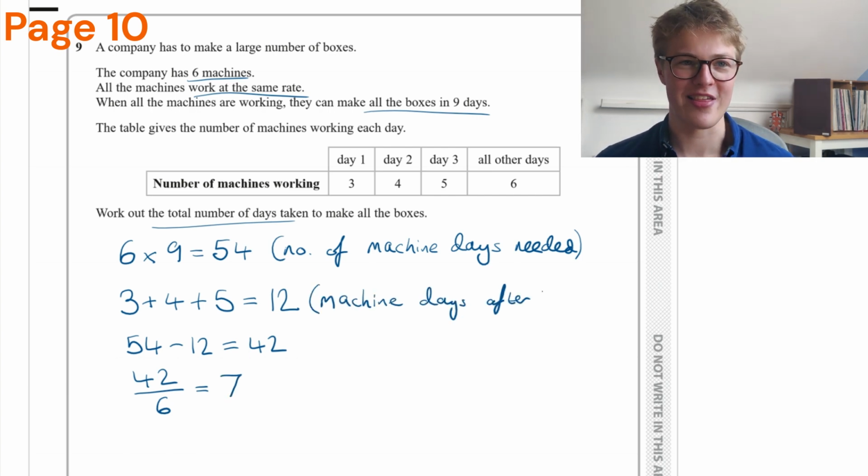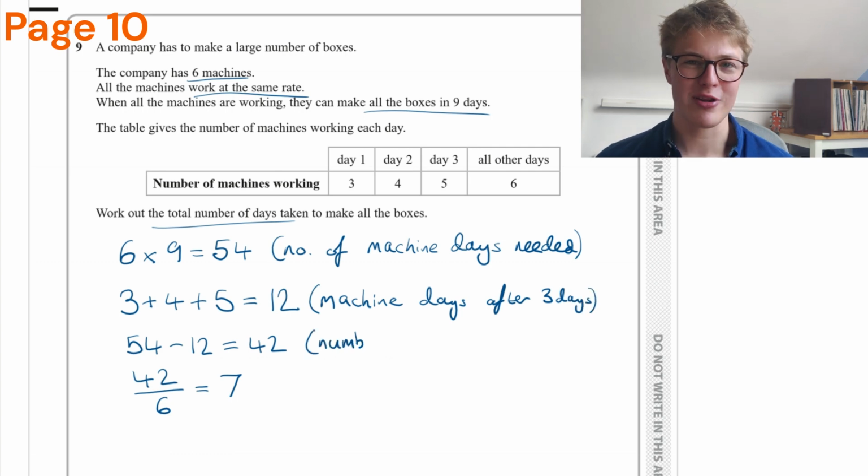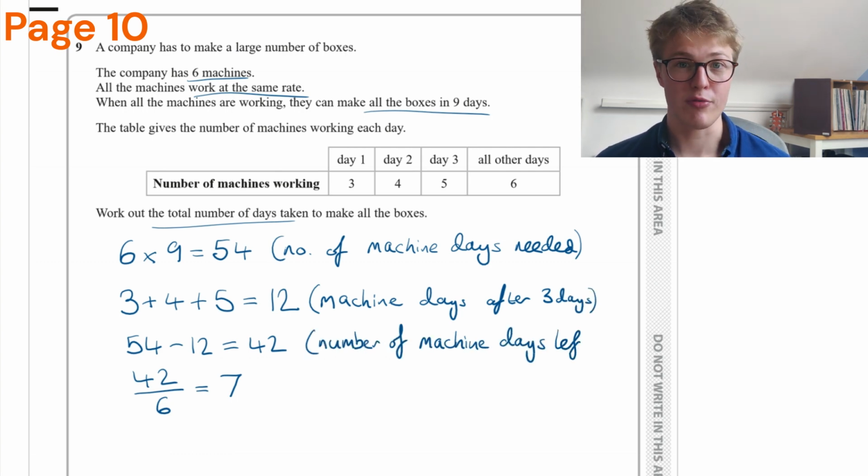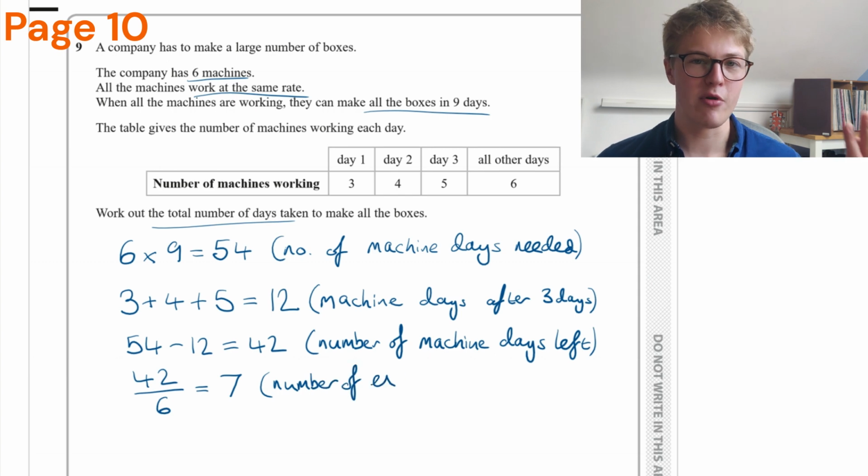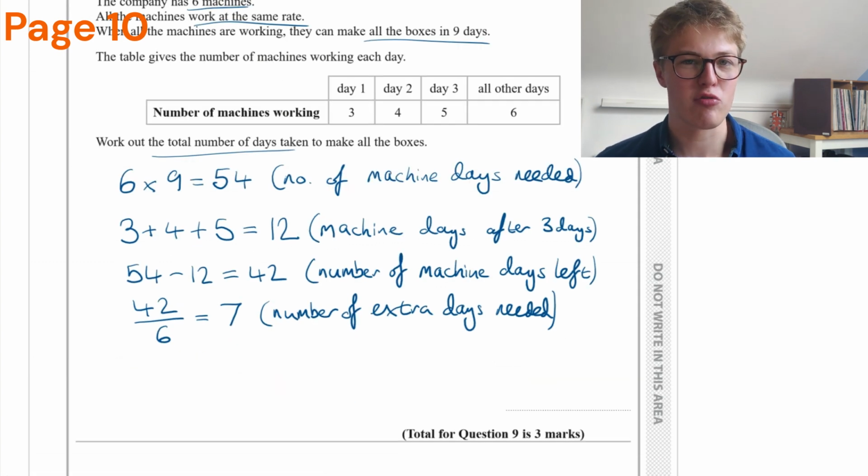42 divided by 6 is 7, and that is the number of extra days needed in order to produce all of the boxes. So we add 3, the number of days at the beginning, plus the 7 extra that we need, which gives us 10 overall as the number of days needed to make all of the boxes.